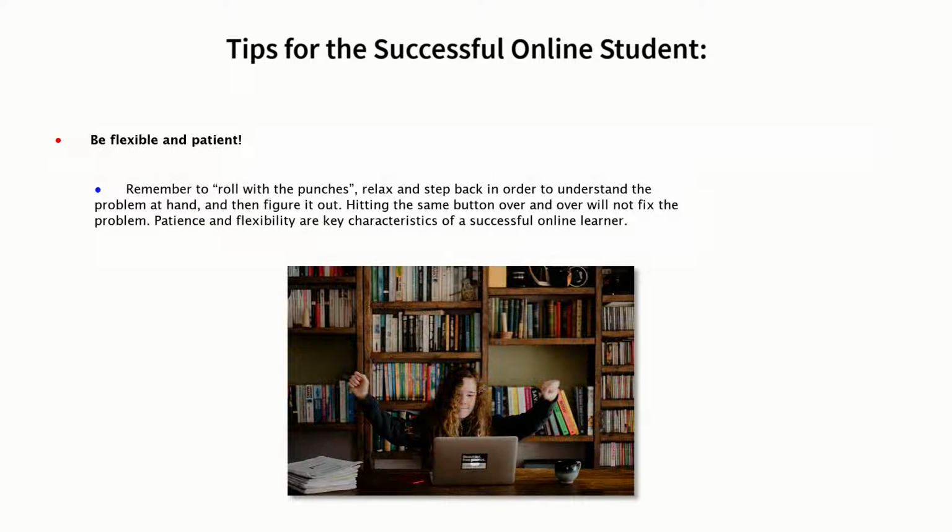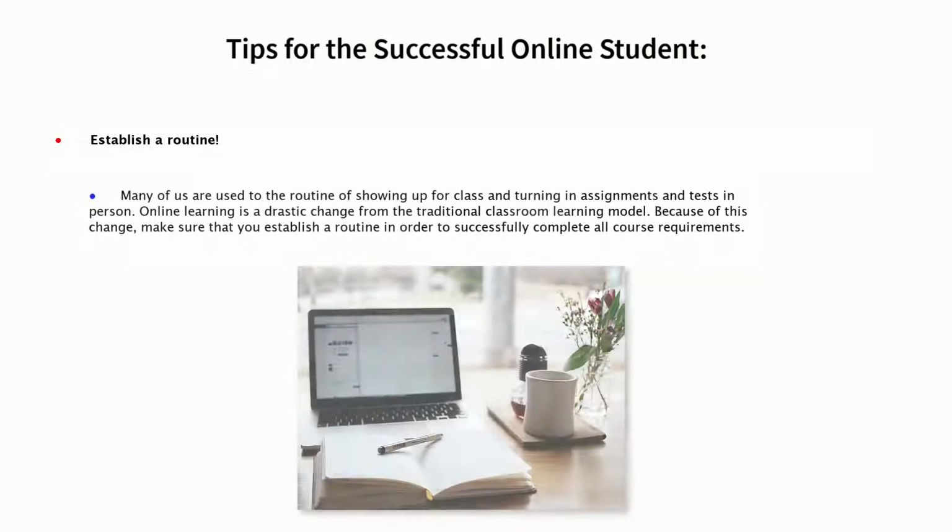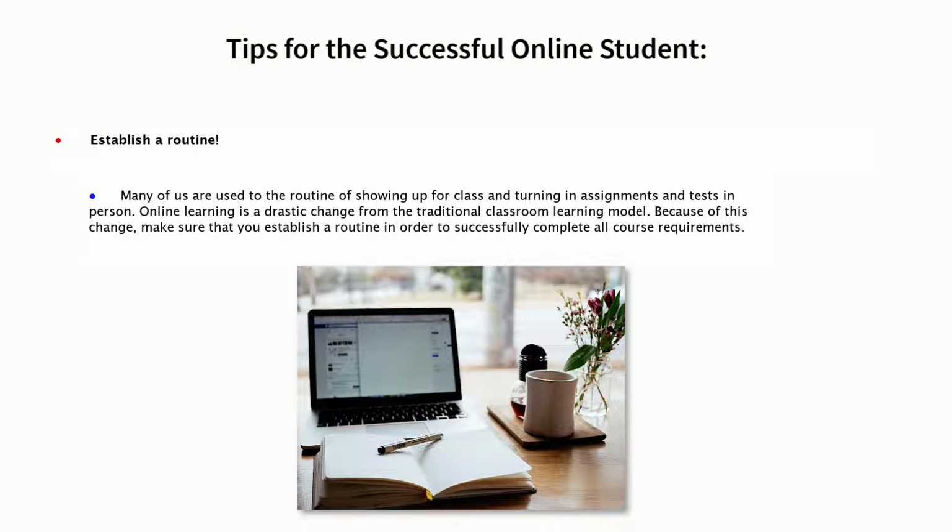Remember to roll with the punches, relax, and step back in order to understand the problem at hand and then figure it out. Hitting the same button over and over will not fix the problem. Patience and flexibility are key characteristics of a successful online learner. Establish a routine. Many of us are used to the routine of showing up for class and turning in assignments and tests in person. Online learning is a drastic change from the traditional classroom learning model.